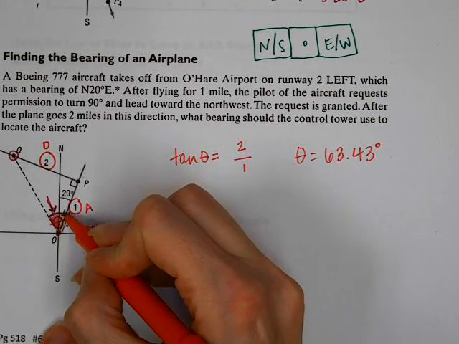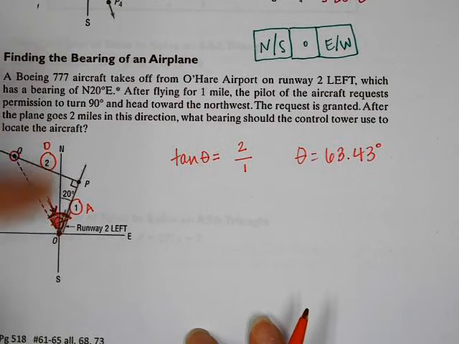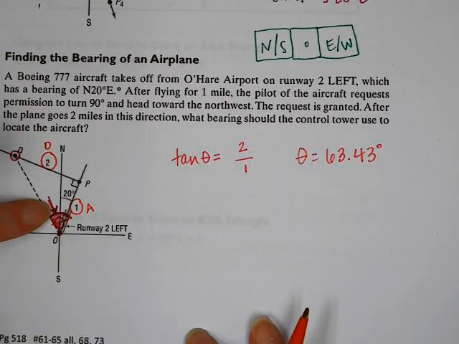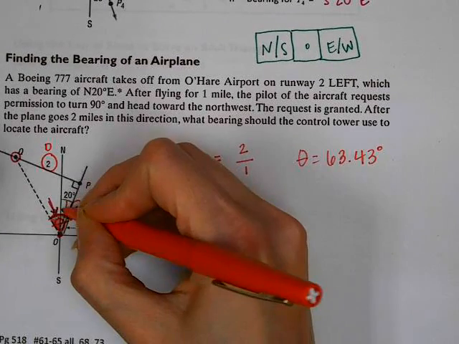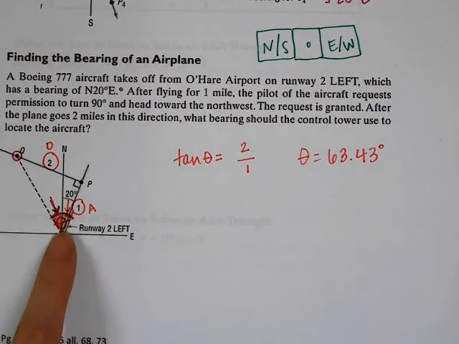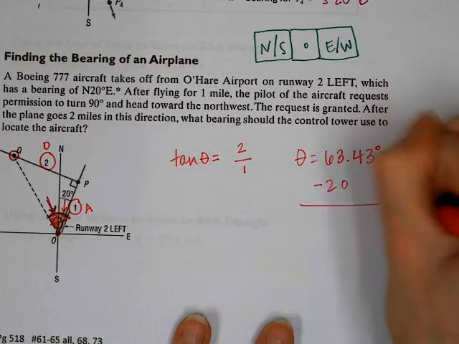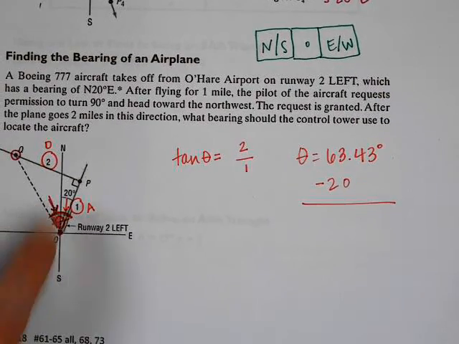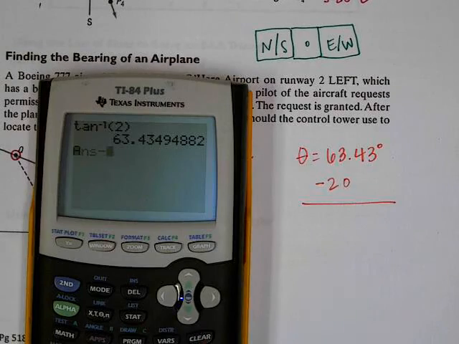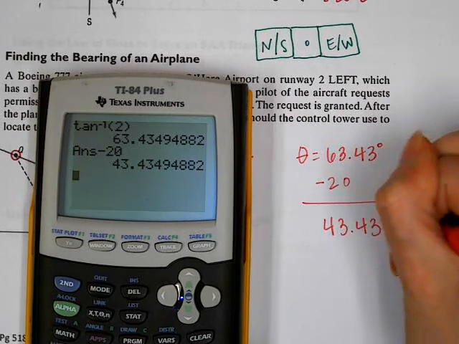Okay, so is that our answer? Well, that's this big angle. And remember we said we only want the degree from north-south to point Q. So we only want this angle. But then it's pretty easy. If this side is 20 degrees, and we just want this side, let's just subtract the 20 out to see what this angle should be. Okay, so we're just going to subtract 20, and then it's 43.43 degrees.